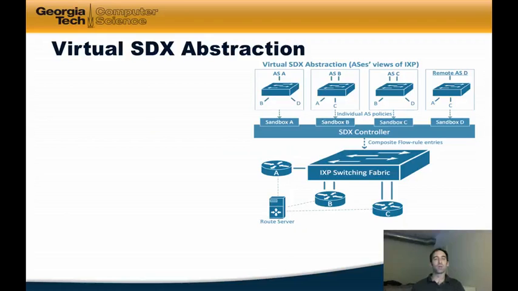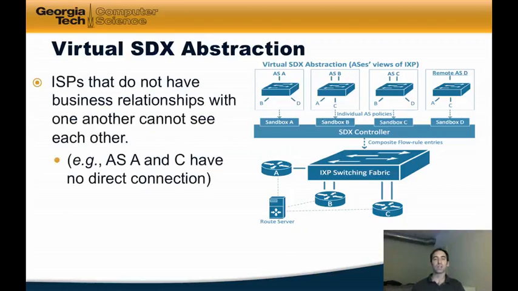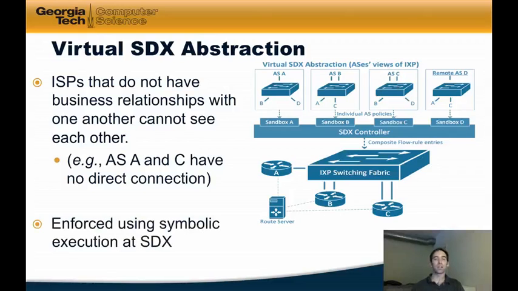Let's take a closer look at the virtual SDX abstraction that each AS sees. ISPs that do not have business relationships with one another simply cannot see each other in their virtual SDX. For example, in the picture shown here, suppose that AS A and AS C do not have a business relationship. In this case, AS A does not see AS C in its virtual SDX topology. Similarly, AS C does not see AS A in its virtual IXP topology. This isolation is enforced using symbolic execution at the SDX.